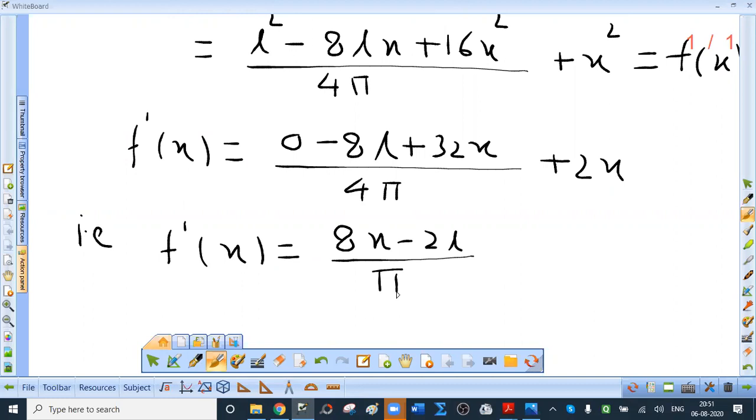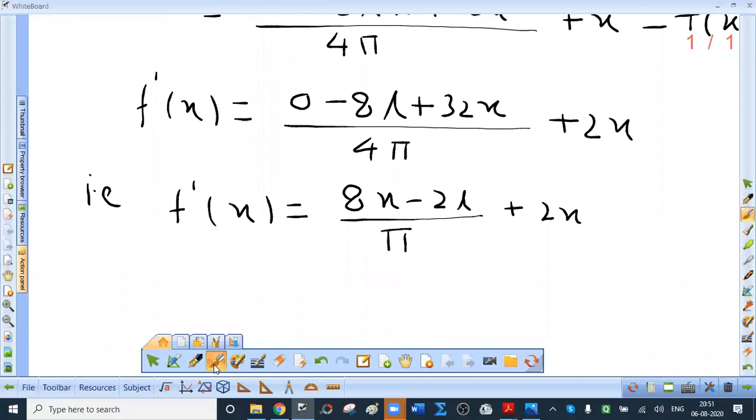Yes, it is. Plus 2x as it is. Okay, this is f dash of x. Now I find f double dash of x. So what is f double dash of x? It is just 8 upon pi plus 2. So clearly, second derivative is always positive irrespective of the value of x.